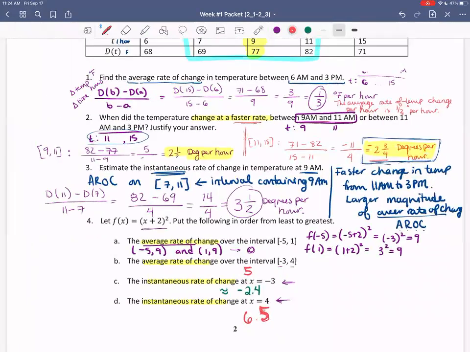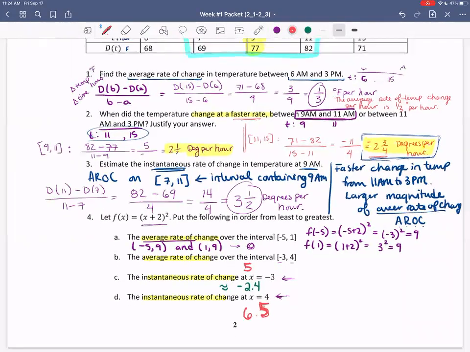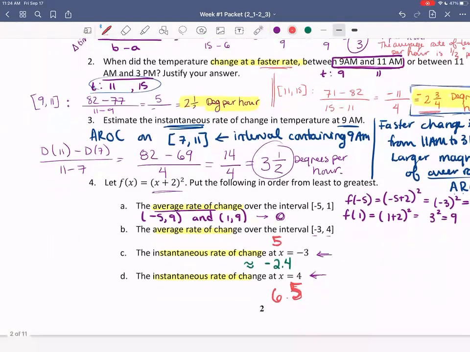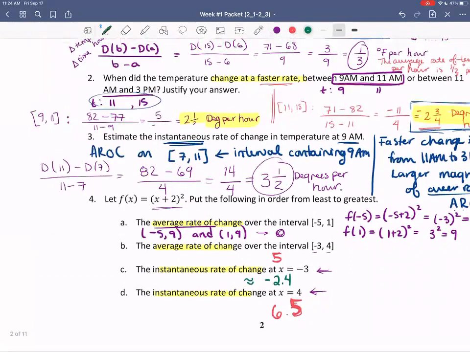So now if we want to put these rates in order from least to greatest, in this case, we do put the negative instantaneous rate first. That's going to be the smallest. Though it's not the slowest or least fast, it is the smallest rate of change here. So if we put the letters in order, we'd start with C, followed by A, followed by B, and then the largest rate of change would be D here.